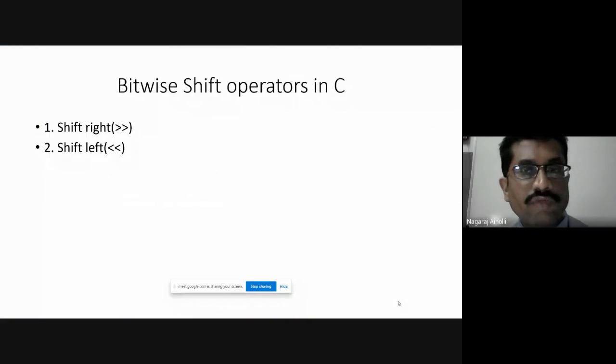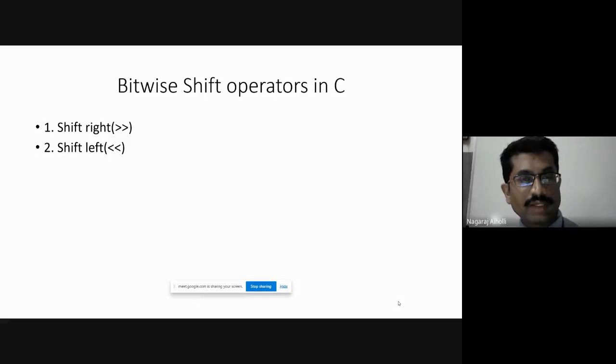Next is bitwise shift operators in C language. We have seen the shift operation in assembly language: right shift, left shift, shift right through carry, shift left through carry. RLA, rotate left the content of A register, RRA, then RLCA, rotate left through the carry, and RRCA, rotate right the content of accumulator through the carry. So these are the rotate instructions that we have seen.